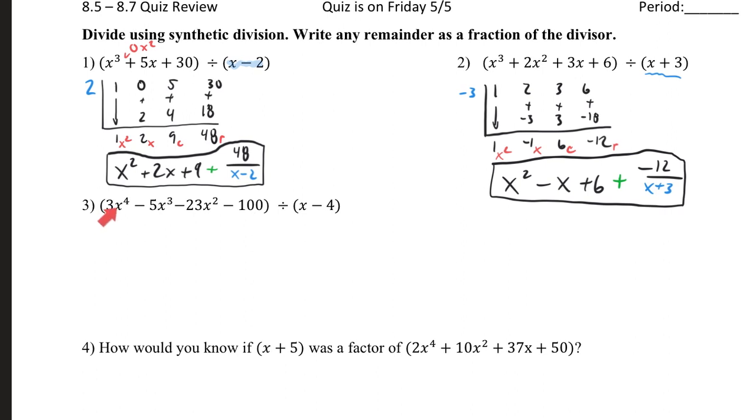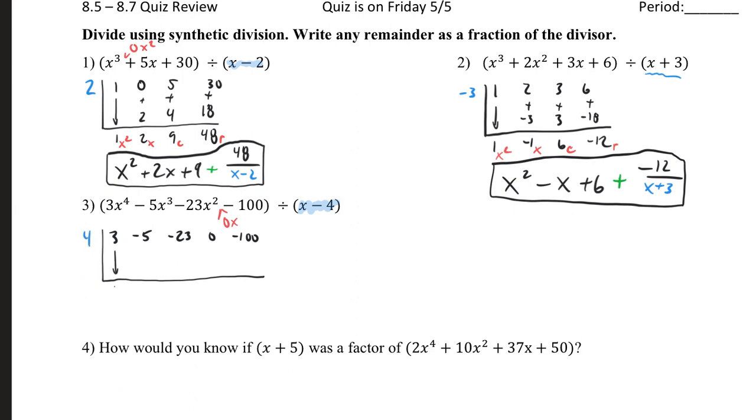And the first thing I want to do is look for gaps in the dividend. I've got 4, 3, 2. Oh, no 1, I just have a 0. So we have a gap here in the x term. As I go to set up my box, I make sure I note that. So I've got 3, negative 5, watch their signs, negative 23, and then our 0, then negative 100. And positive 4 over here on the left side.